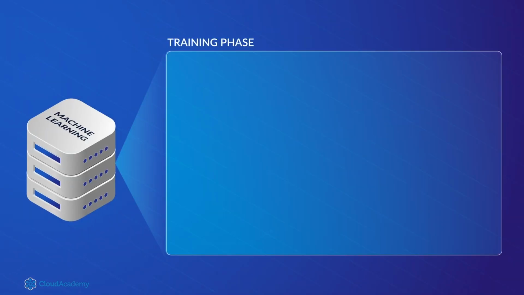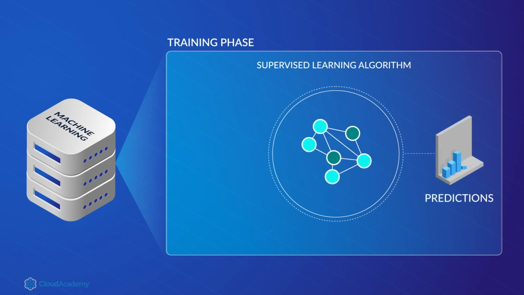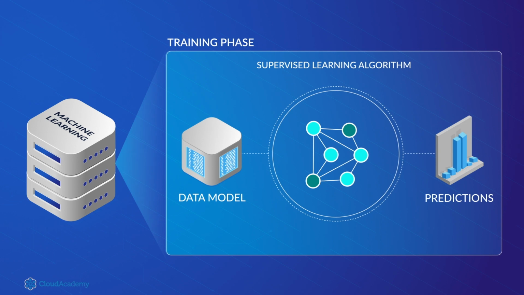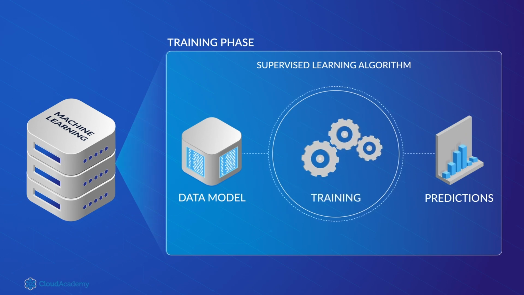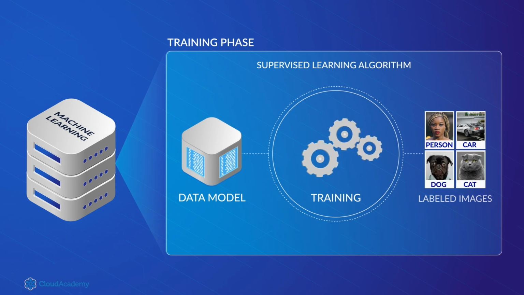During the training phase, a supervised learning algorithm will measure the accuracy of the model by generating predictions and comparing them to a known label associated with the data. A typical example of this is image classification. When training an image classification model, labeled images are used whereby each image contains one or many labels indicating what is contained within the image, for example, a person, car, dog, cat, etc.